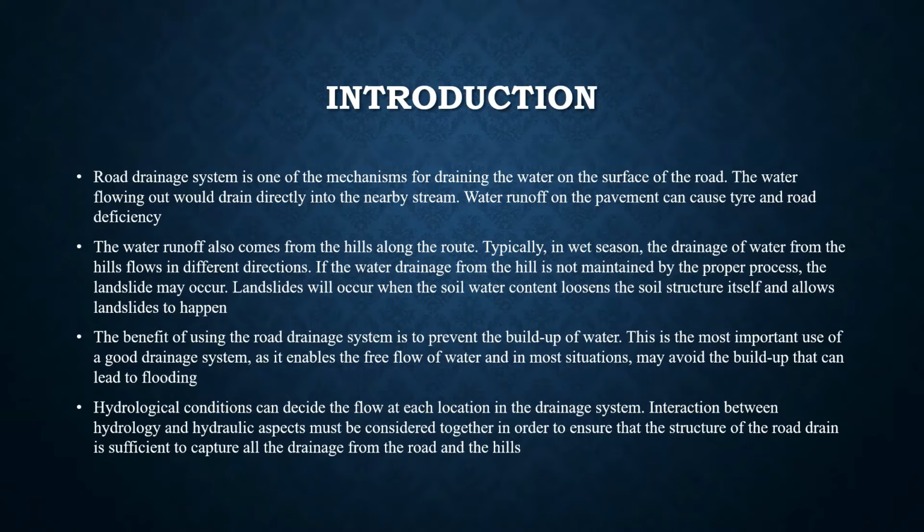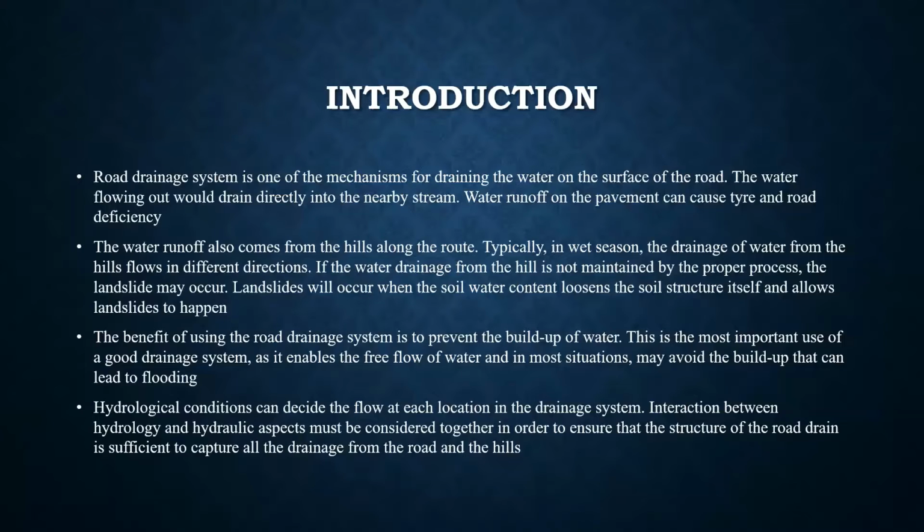Usually, the water drainage supply comes from rainwater. The benefit of using the road drainage system is to prevent the build-up of water. This is the most important use of a good drainage system, as it enables the free flow of water and in most situations may avoid the build-up that can lead to flooding. The drainage mechanism can also avoid the accumulation of standing water, which may encourage the breeding of mosquitoes.